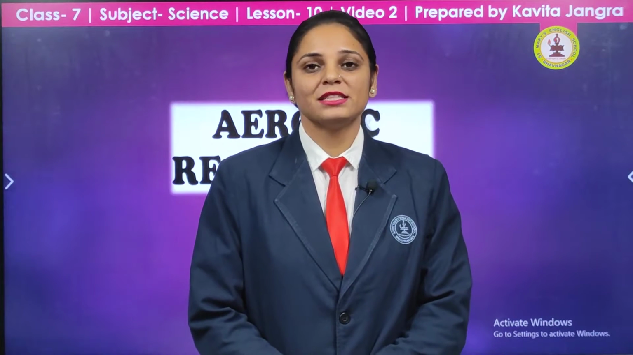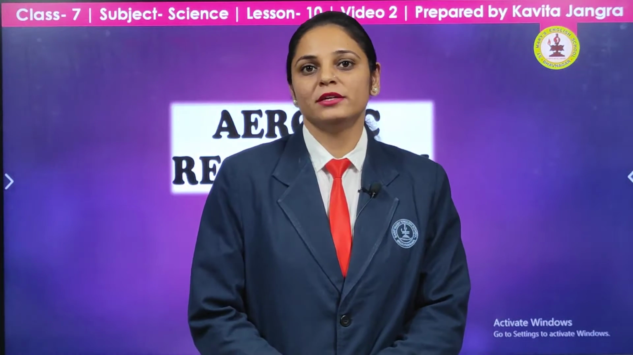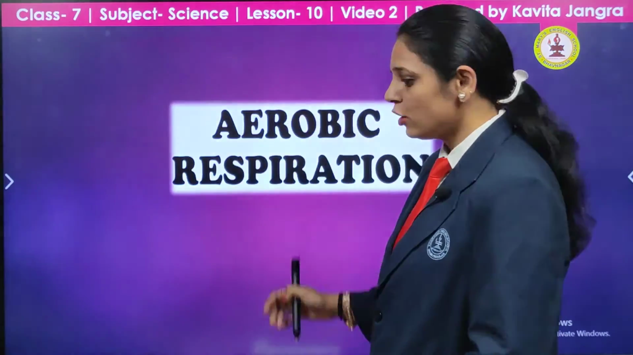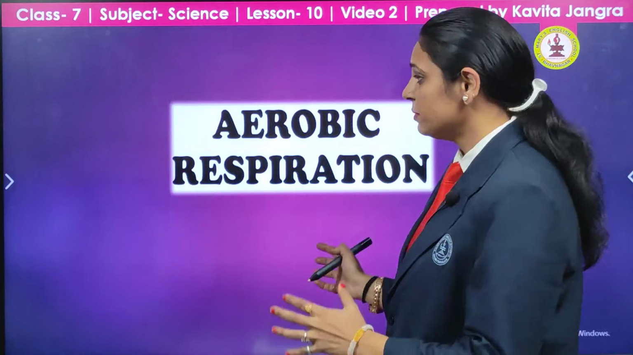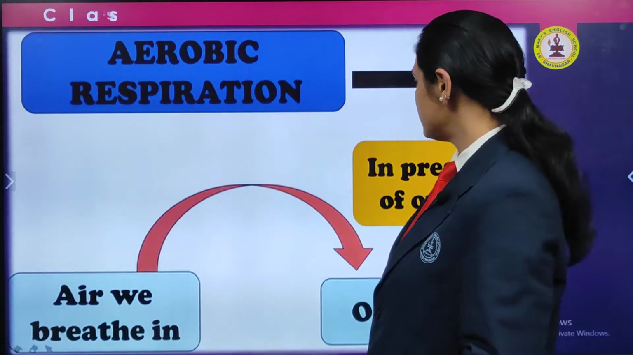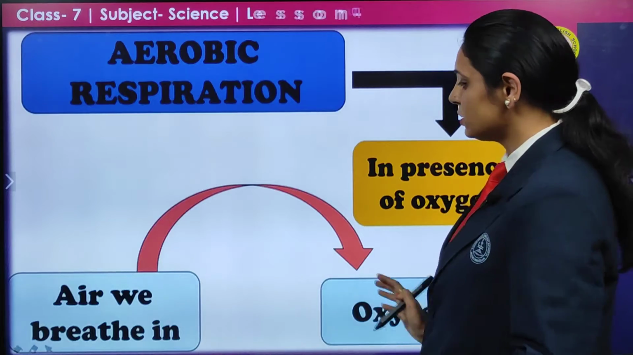Welcome back students. In the previous video, I told you about respiration, what it means and how many types of respiration there are. In this topic, we will discuss it in a little more detail. What do you mean by aerobic and anaerobic? Aerobic respiration, the A means there is a presence of oxygen. Now in aerobic respiration, in the presence of oxygen, what will happen?